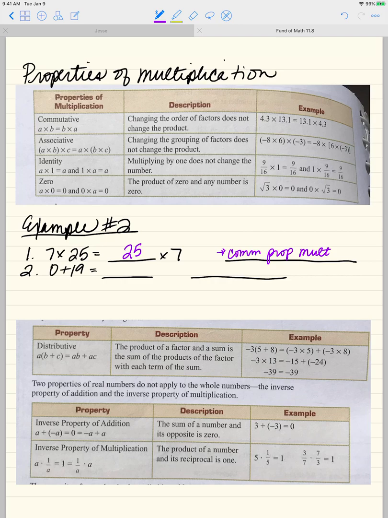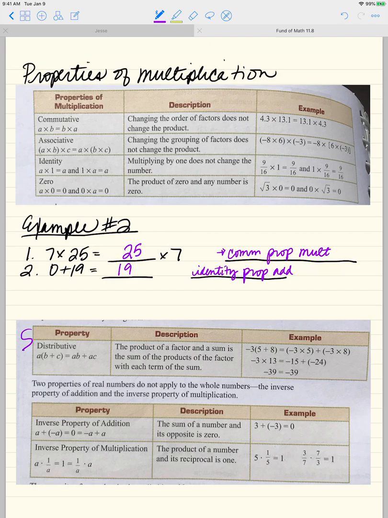0 plus 19. 0 plus 19 equals what? Well, it equals 19. This is an example of what property? The identity property of addition, because no matter what we add to 0, we get the original number that we started with, okay? Now, a couple other properties that we will be moving through and using a little bit through the rest of this year and then a lot in pre-algebra and algebra, okay?